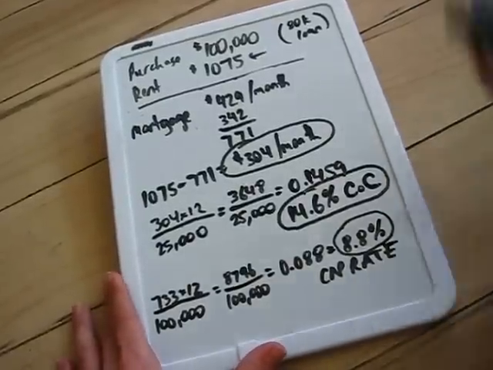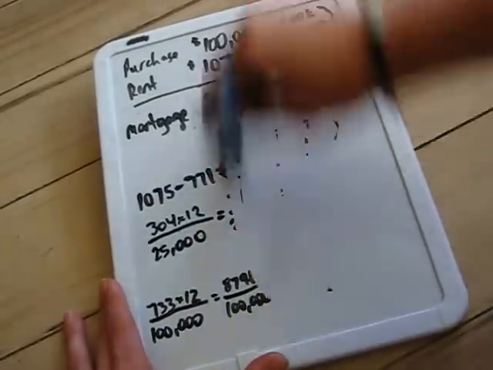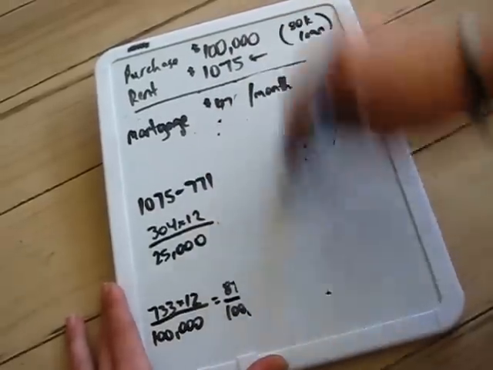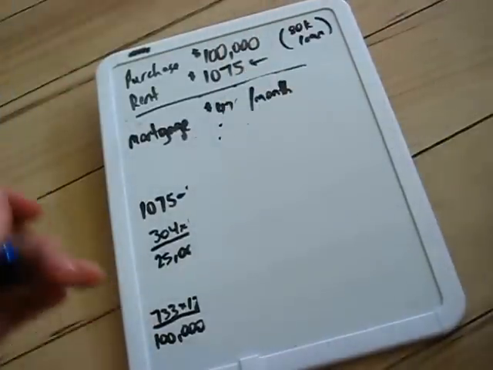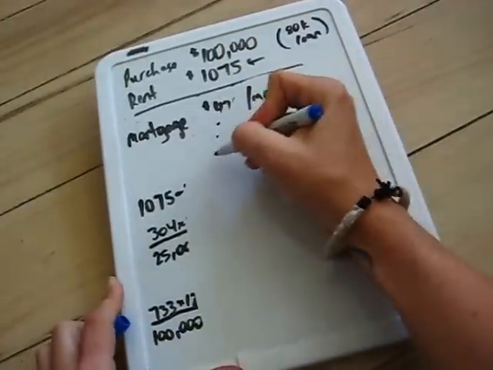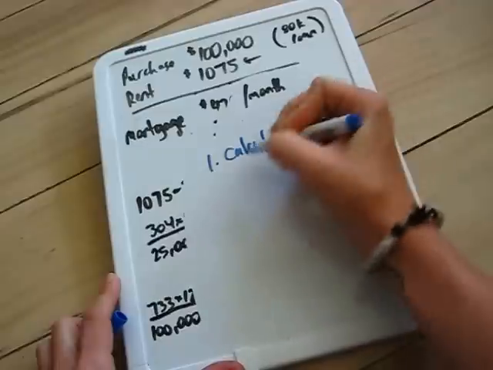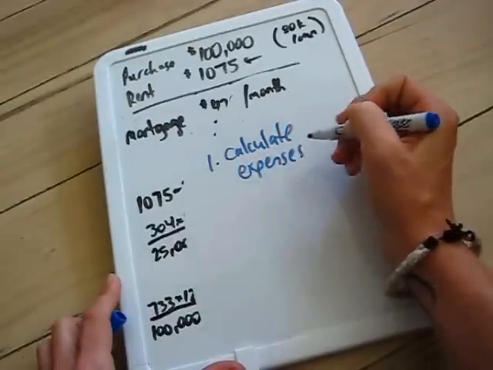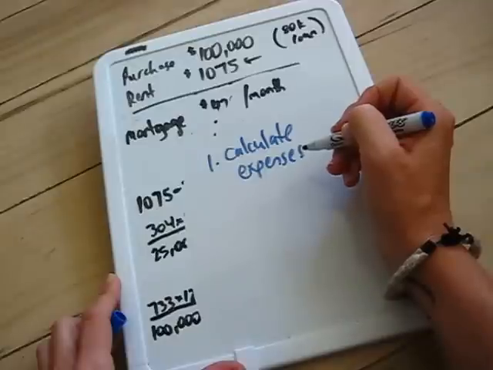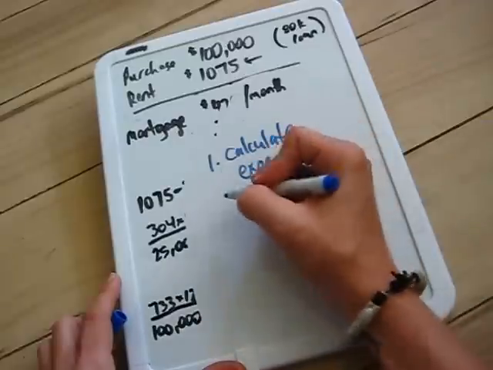So a very quick summary. Let's see if I can erase this super fast. I'm not even going to try and erase it all. I'll even do it in blue since I'm holding a blue marker here. So step 1, calculate your expenses. And as a recap, that's going to be your taxes, insurance, property management fees, an estimate for vacancy and repairs, and then if you have the mortgage expenses.